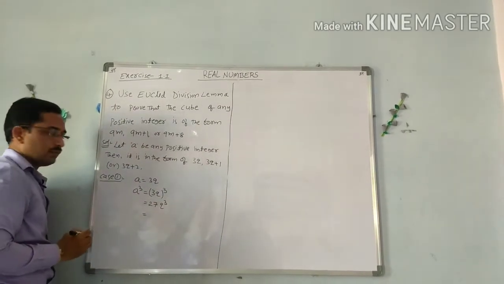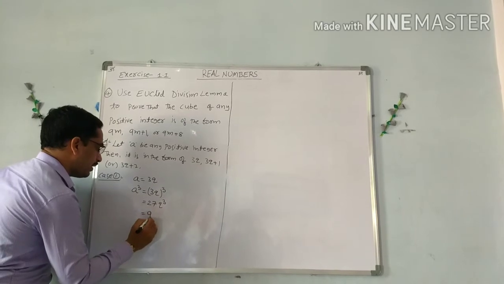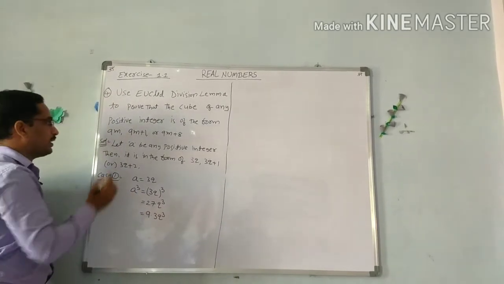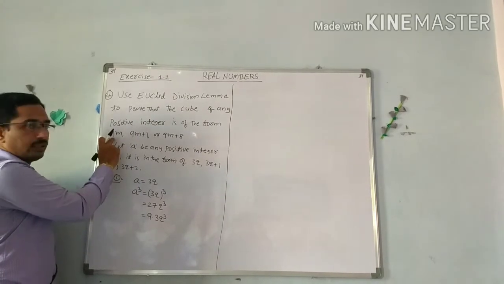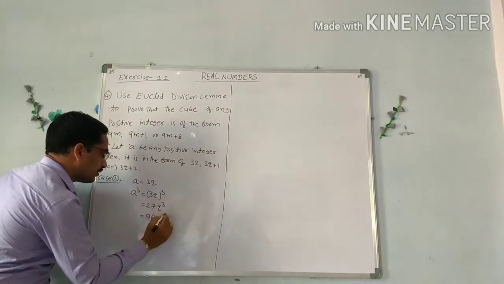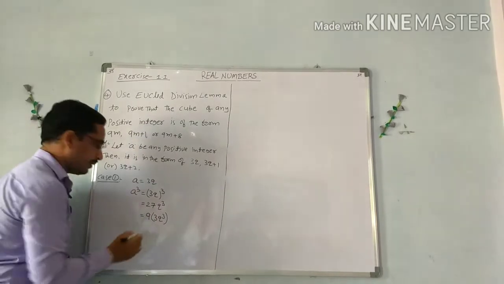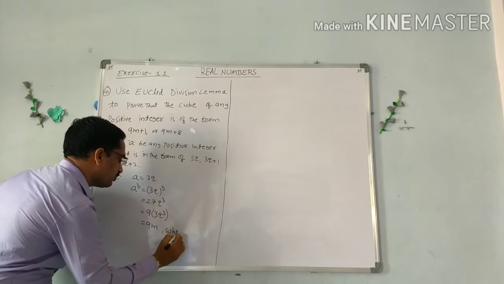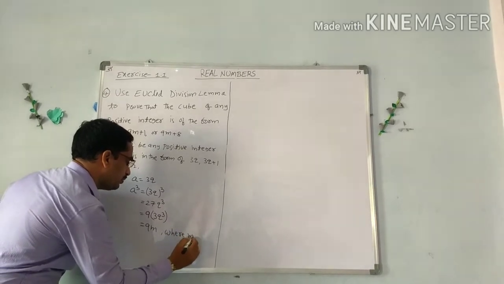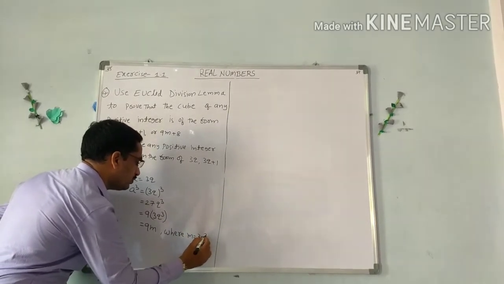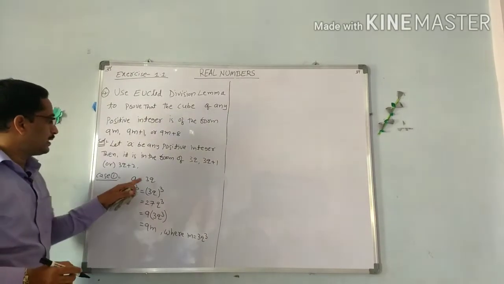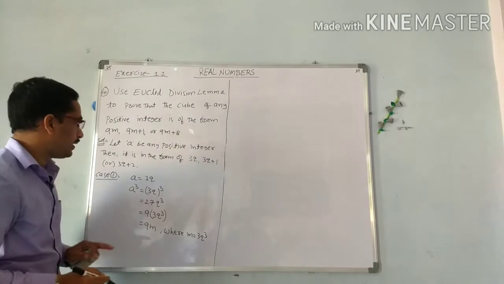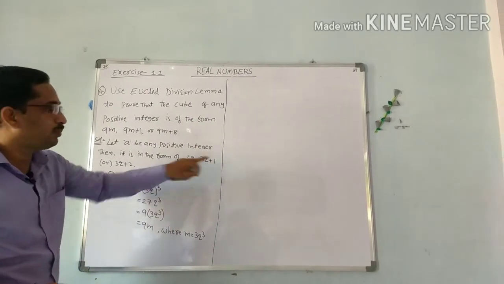Now 27, we can write as 9 into 3. Why am I writing 9 into 3? Because I want to represent it in the 9 into m form. So consider 3 q cube as m. So 9m where m equals 3q cube. So a is 3q, then its cube is of the form 9m. Case 1 completed.